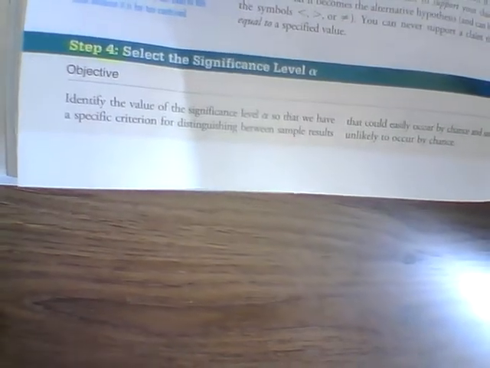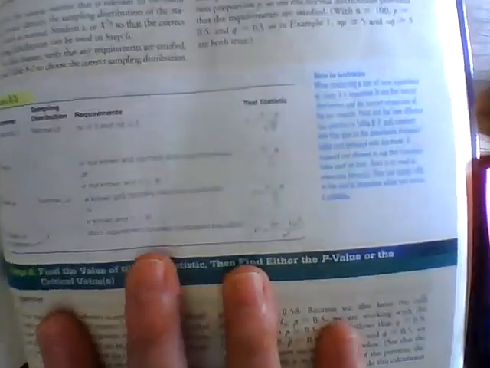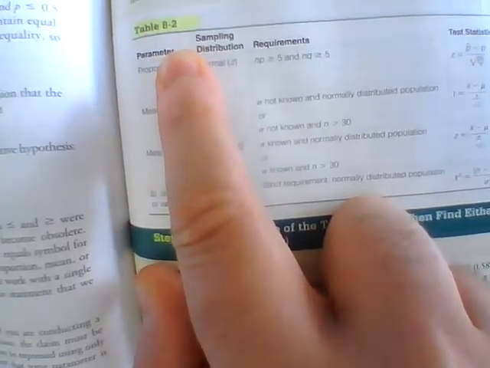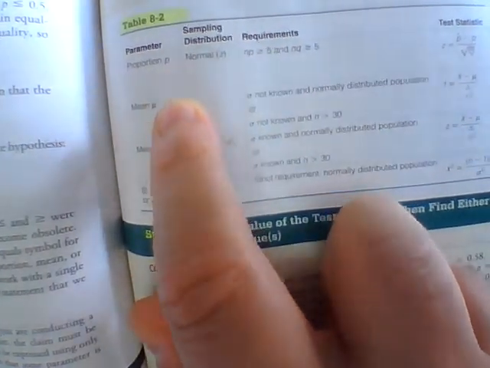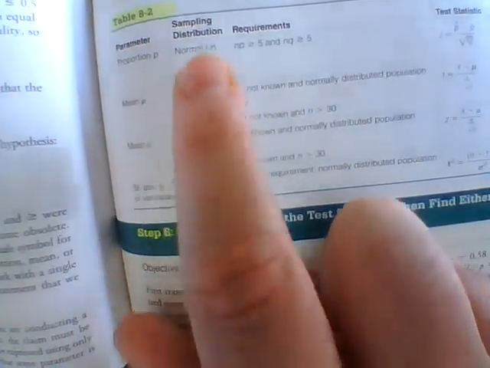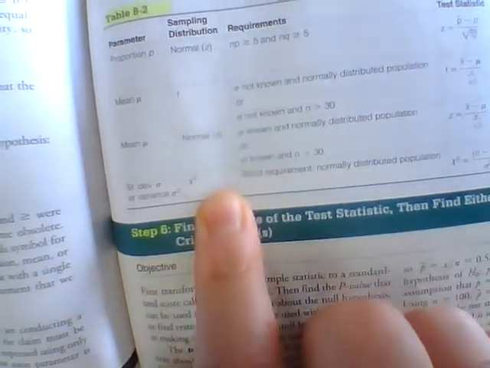Do we want to be 99%, 95%, 90%? What is this critical value going to be? Then we're going to look at step 5. On step 5, once again, this table right down here, table 8.2, talks about our different parameters and the tests that are performed with those.